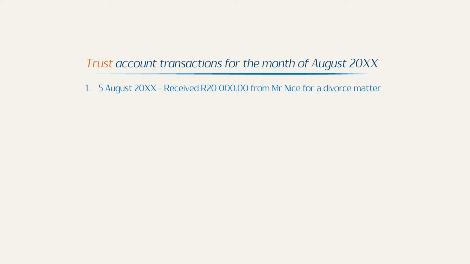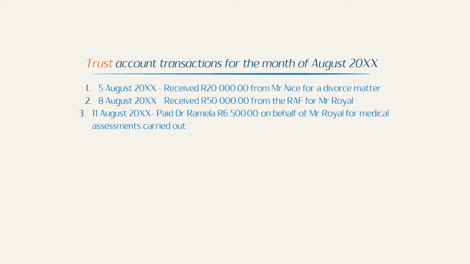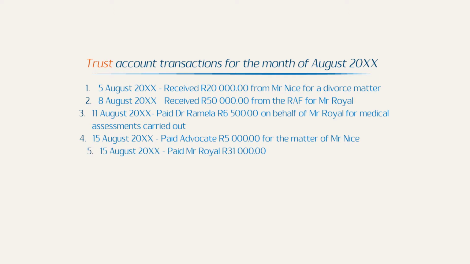1. 5 August 20XX. Received 20,000 Rand from Mr. Nice for a divorce matter. 2. 8 August 20XX. Received 50,000 Rand from the RAF for Mr. Royal. 3. 11 August 20XX. Paid Dr. Ramela 6,500 Rand on behalf of Mr. Royal for medical assessments carried out. 4. 15 August 20XX. Paid advocate 5,000 Rand for the matter of Mr. Nice. 5. 15 August 20XX. Paid Mr. Royal 31,000 Rand.